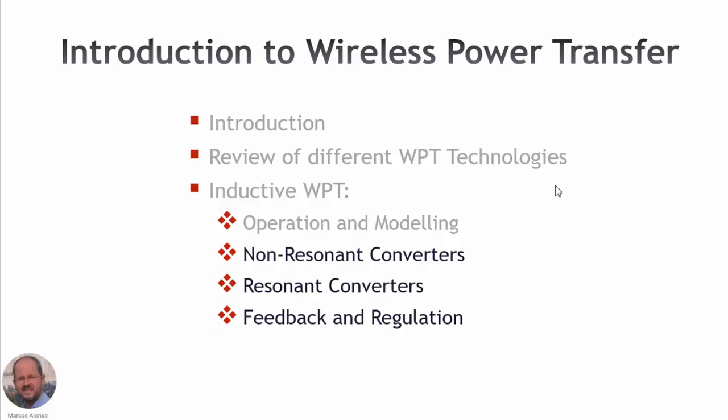In the first two videos we have seen an introduction, we talked about the different WPT technologies, then we focused on inductive WPT and its operation and modeling, and today we are going to deal with power converters used for the implementation of IPT systems, inductive power transfer systems. So we will see several possibilities: non-resonant converters, resonant converters, and finally we will talk about feedback and regulation.